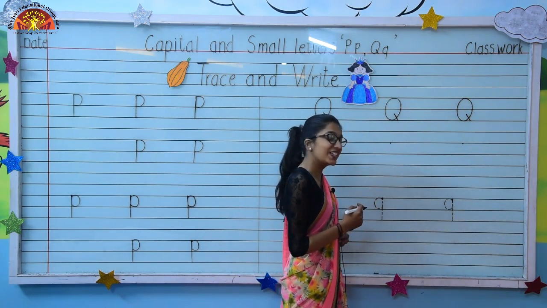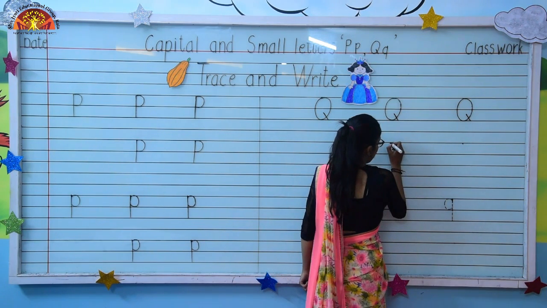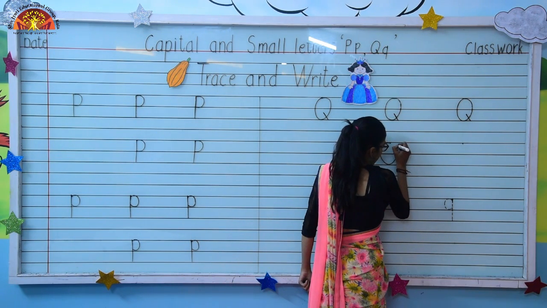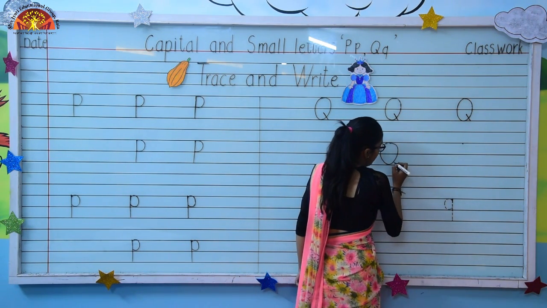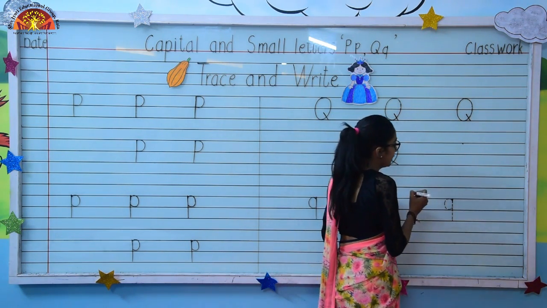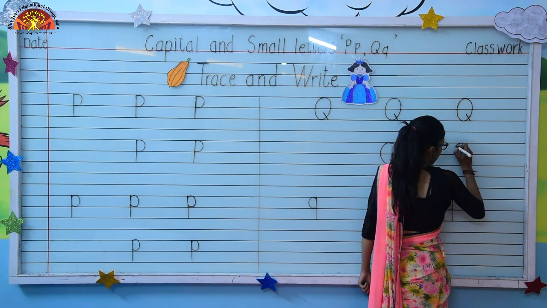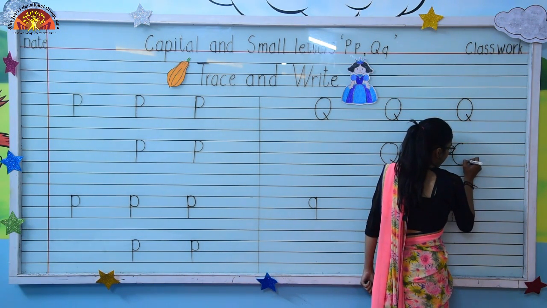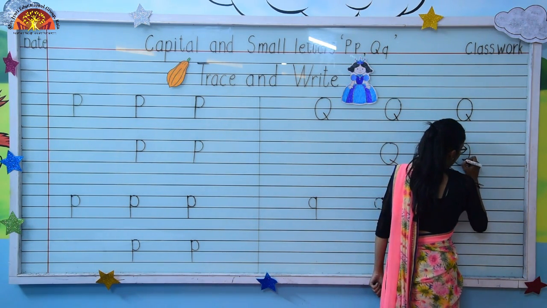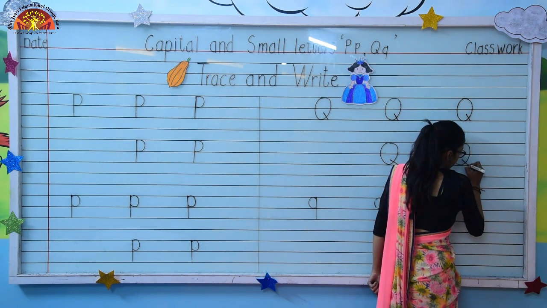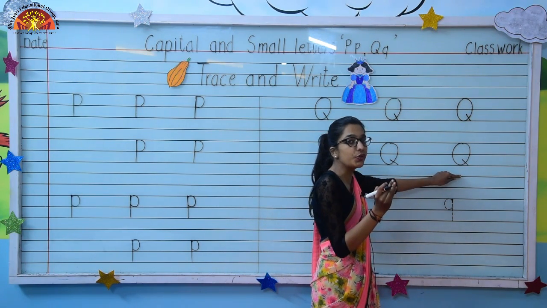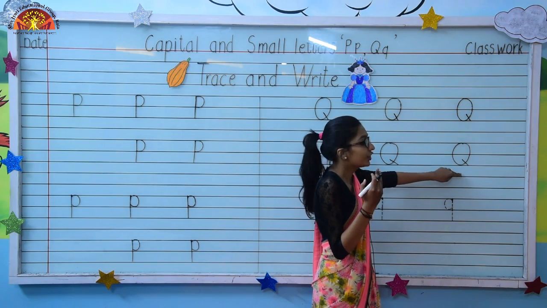Now let's write on dot. So kids, look here, long curve, one more curve and join. Now small slanting line inside to outside. Again kids, curve, one more curve like this, then small slanting line inside to outside. Okay, this is capital letter Q.